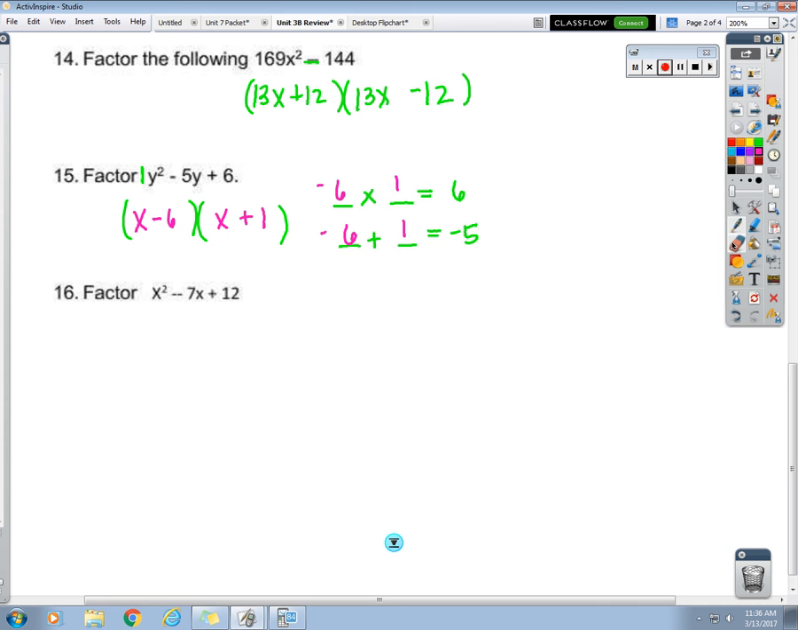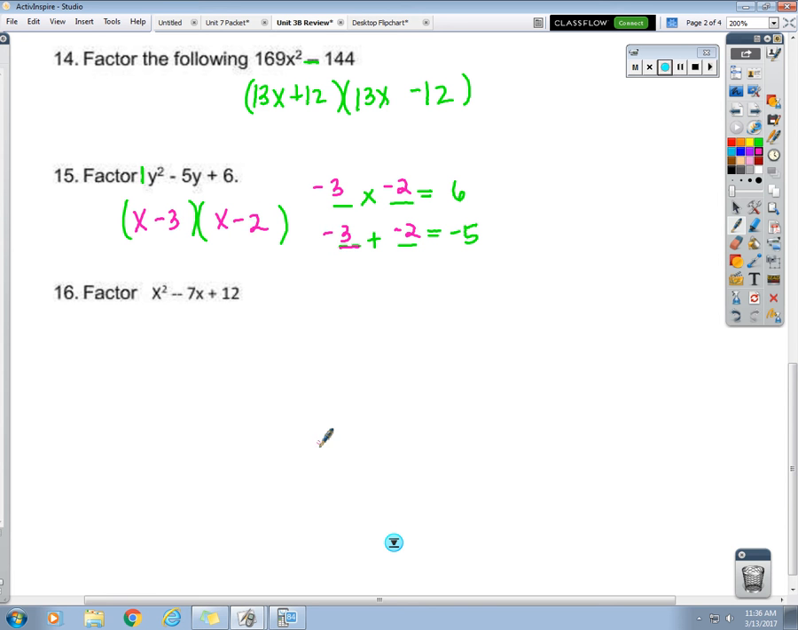Kira, I wasn't paying attention. You cannot do that because, look, it works when you add them, but is a negative 6 times 1 a positive 6? So we need to think of two different numbers. 3 and 2. Right, a negative 3 times a negative 2 will be positive 6, and a negative 3 plus negative 2 will be negative 5. So your factors are x minus 3, x minus 2.